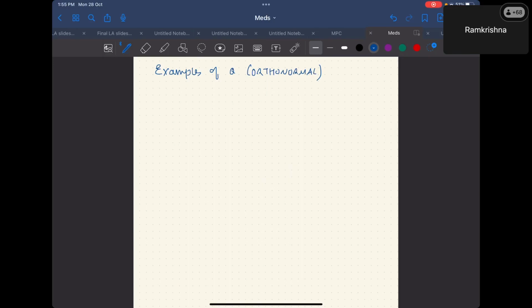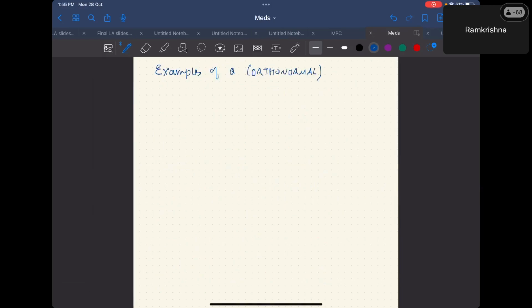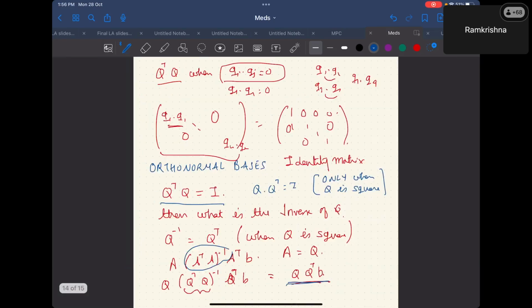Sorry, sir, in that example, the A rectangular matrix was not orthonormal, right? No, it was not orthonormal. So how do we understand that? That's a good question. We started off with the special case of what if A has this special structure. Then we concluded that I have a much simpler expression to work with. Now the next question we will ask is, if A does not have that structure, can I get it into that structure?